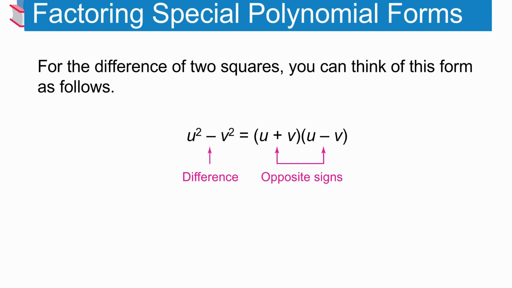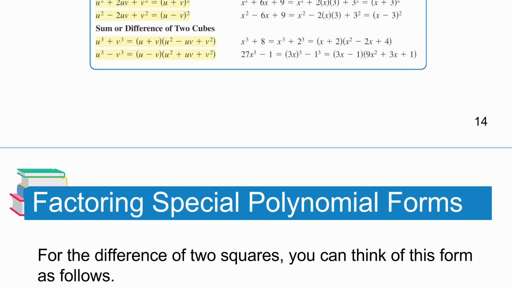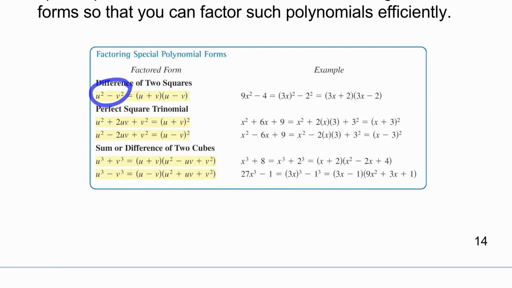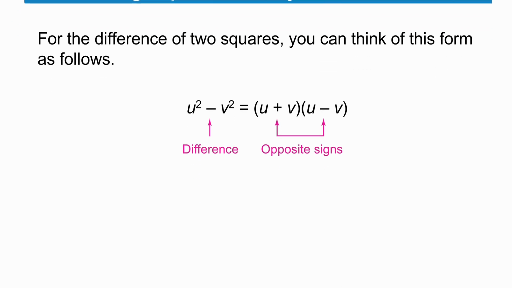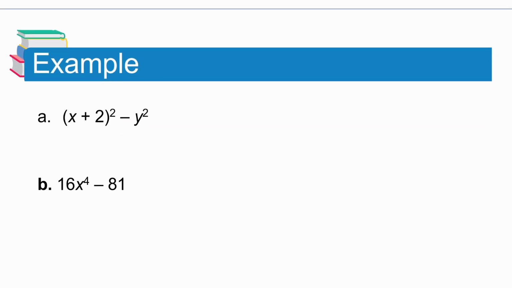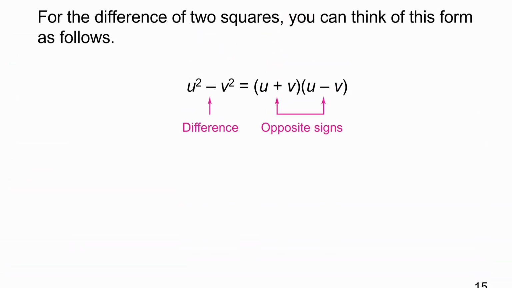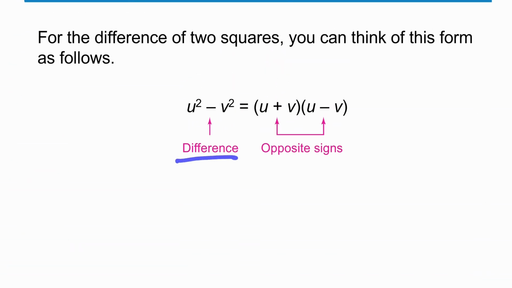So notice here, when we have the difference, we go back to our formula and that is exactly how we can get it. So it's opposite signs whenever we do have a difference there. And so what we want to do here is use that principle and factor on these.